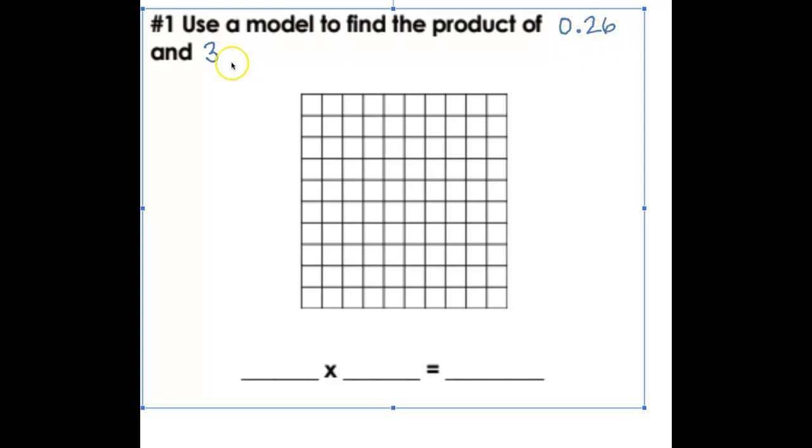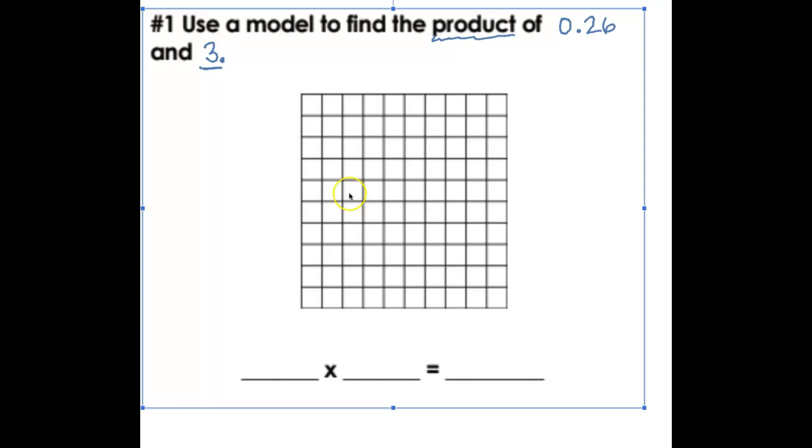So since we have a whole number here, and we know that's a whole number because if we looked at this, we'd say, oh, that's $3, and there would be a decimal right there. But that's only 26 cents. So when we're finding the product, that means we are multiplying, which you should know by now. So we need to find the product of 26 hundredths and 3. So that just means 3 groups of 26 hundredths.